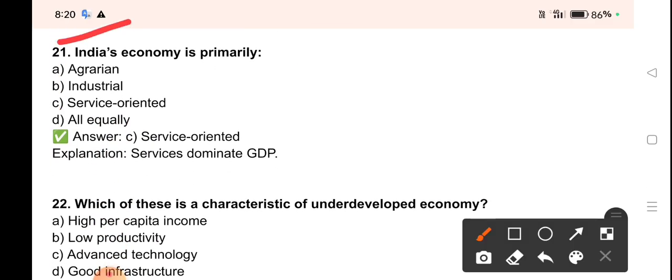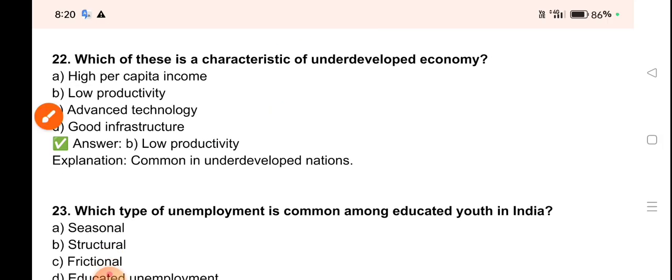India's economy is primarily service oriented. Services dominate GDP, Gross Domestic Product.